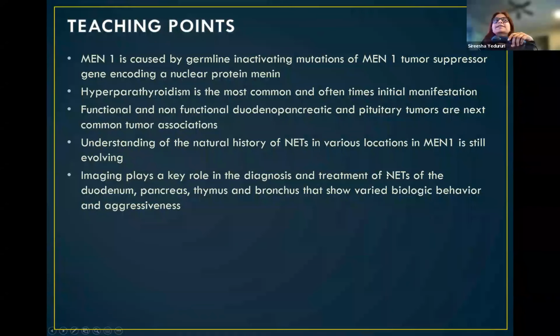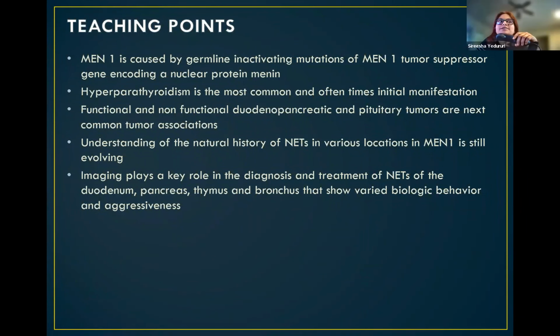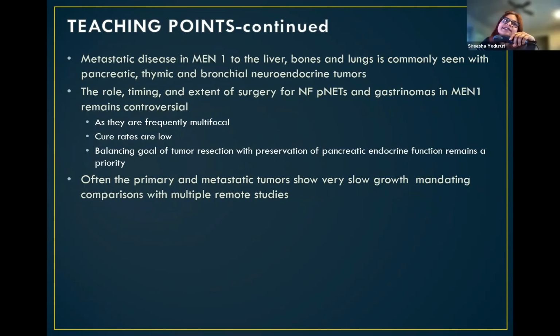And imaging plays a key role in diagnosis and treatment of neuroendocrine tumors of the duodenum, pancreas, thymus, and bronchus that show varied biological behavior and aggressiveness. And I think our role is also in showing the aggressiveness of the tumor, how they are progressing. That may be one area where I think our role will evolve.